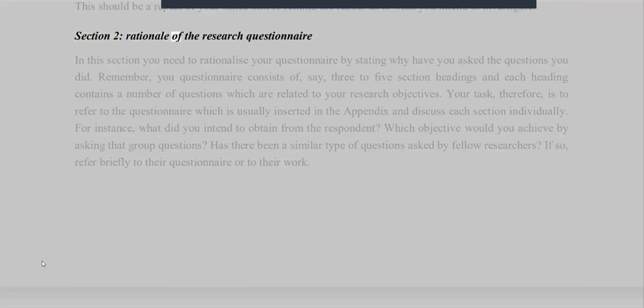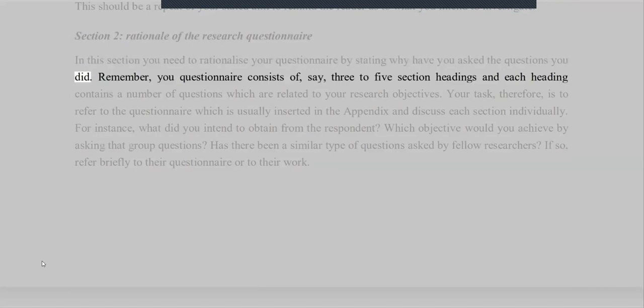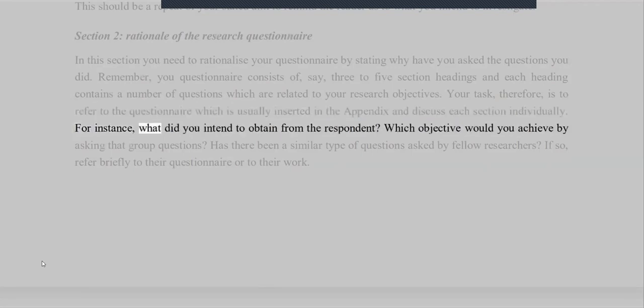Section 2. Rationale of the Research Questionnaire. In this section, you need to rationalize your questionnaire by stating why you have asked the questions you did. Remember, your questionnaire consists of, say, 3 to 5 section headings, and each heading contains a number of questions which are related to your research objectives. Your task, therefore, is to refer to the questionnaire, which is usually inserted in the appendix, and discuss each section individually. For instance, what did you intend to obtain from the respondent?